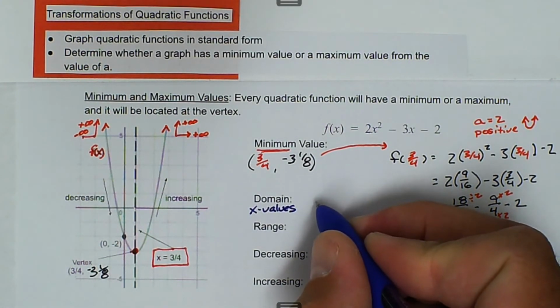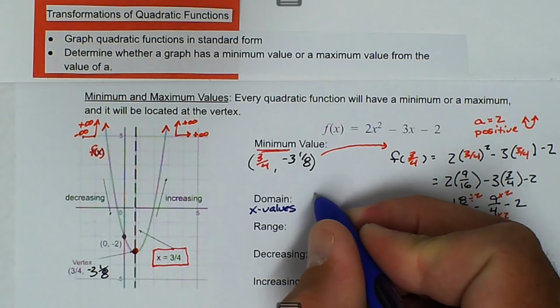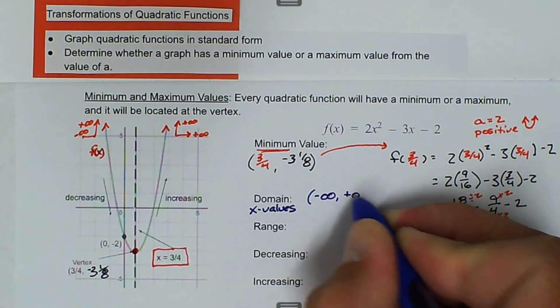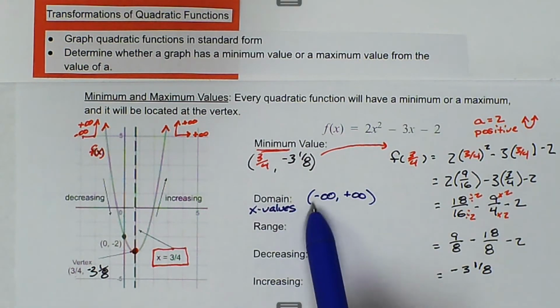So our domain for this one is going to go from negative infinity to positive infinity. Okay, and we use parentheses at both of those because they will never be included.